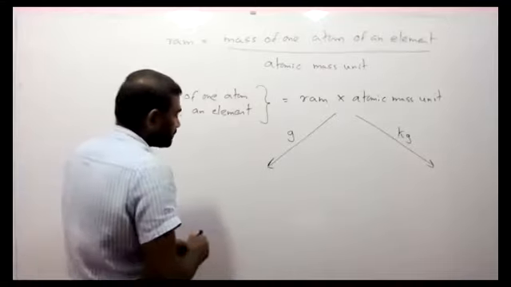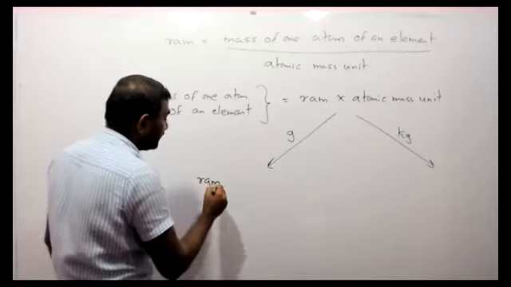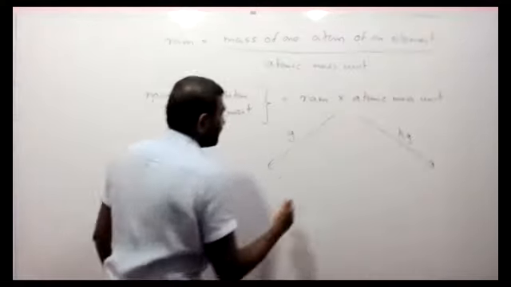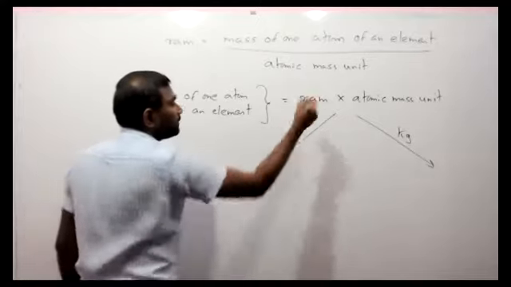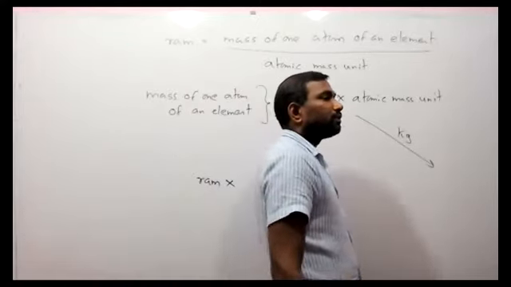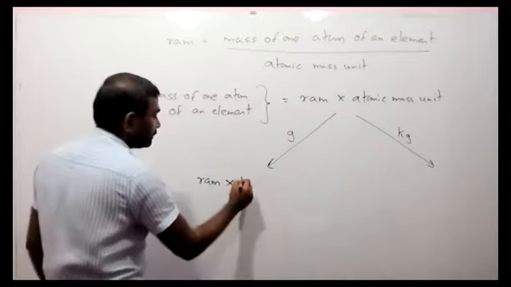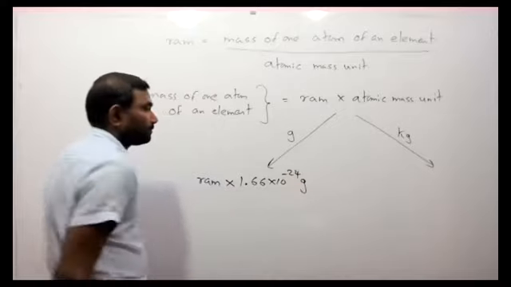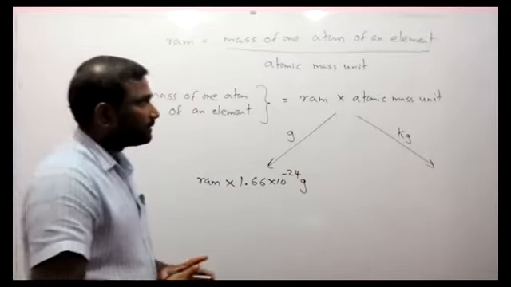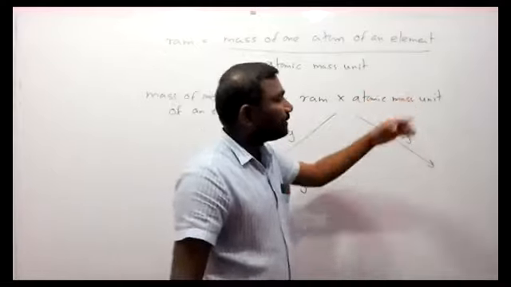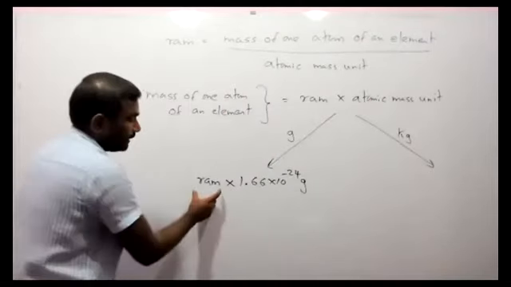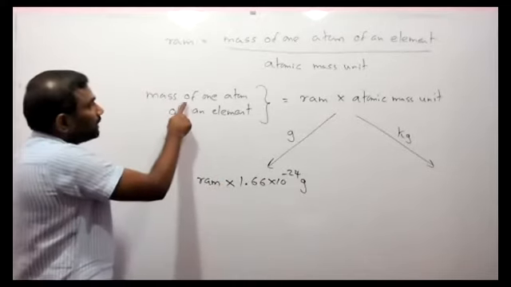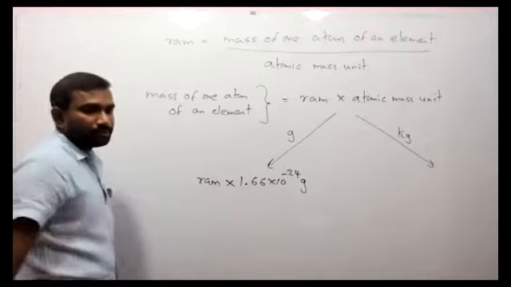Now, if you need it in grams, then you take the relative atomic mass of that element and then you multiply it by the gram value of the atomic mass unit. Then you multiply it by what, children? The gram value of atomic mass unit, which is 1.66 × 10^-24 grams. Right, children? You take the relative atomic mass of that element, multiply it by the gram value of AMU, and you will get the mass of one atom of an element in grams.